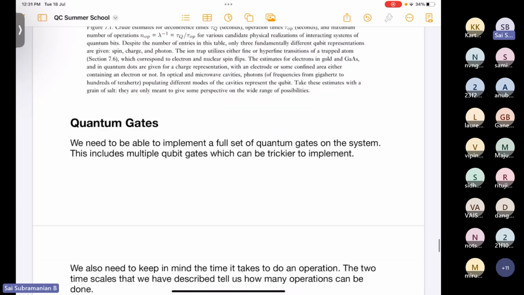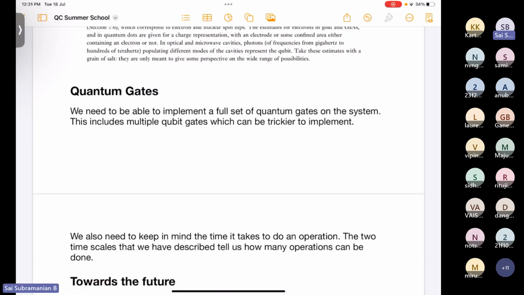So the next thing is we need to be able to operate on them. We need to be able to implement a full set of unitary quantum gates. And again, we need to also be able to implement multiple qubit gates like the CNOT gate. This is trickier to implement because you're operating on two qubits at the same time. So to be able to design this is tricky. Another point to keep in mind is these operations cannot take too long as well. So the time scale of the operation is important.